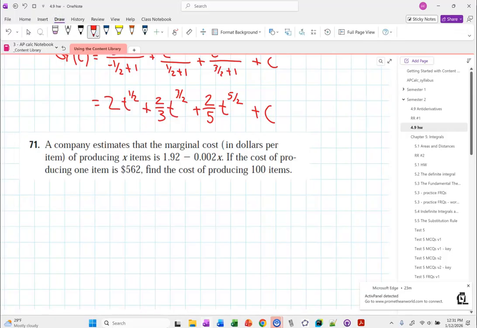A company estimates that the marginal cost in dollars per item of producing x items is 1.92 minus 0.002x. If the cost of producing one item is $562, find the cost of producing 100 items.